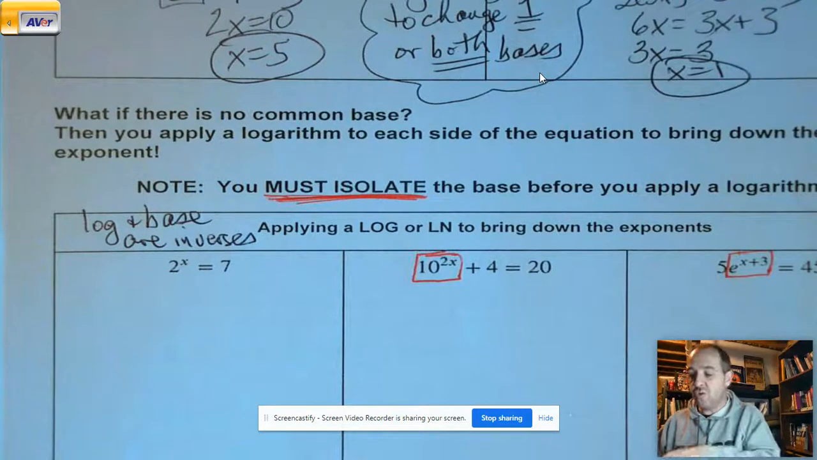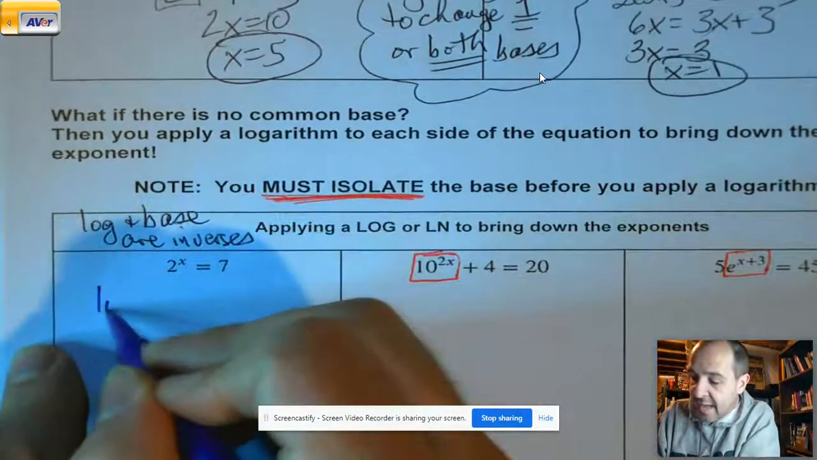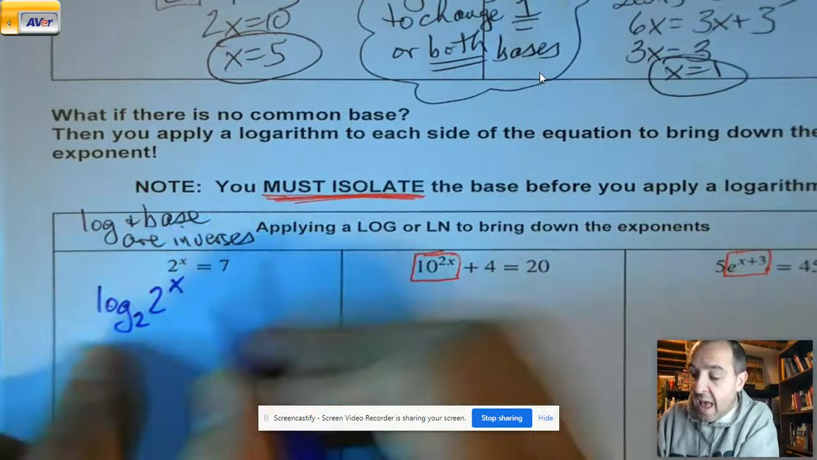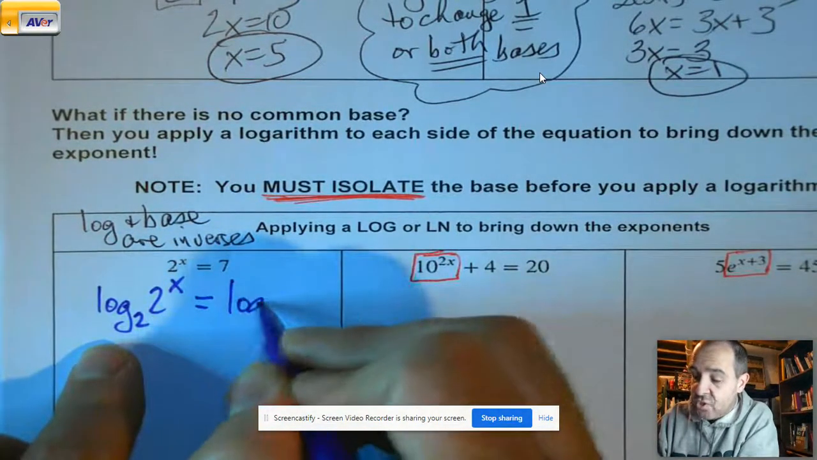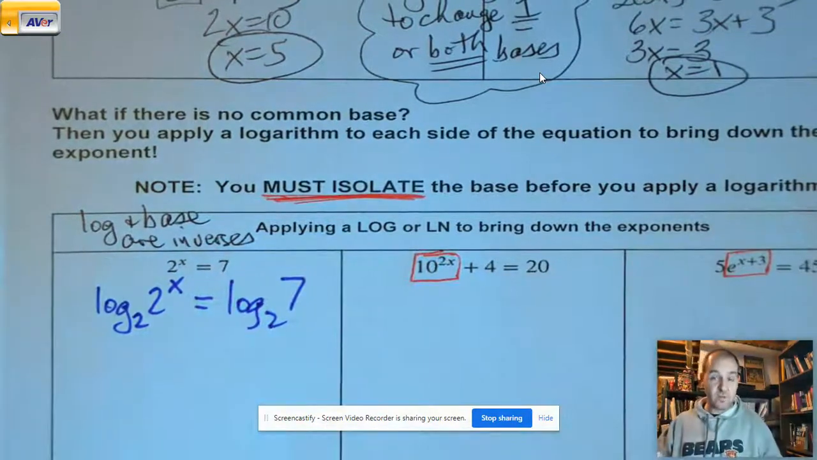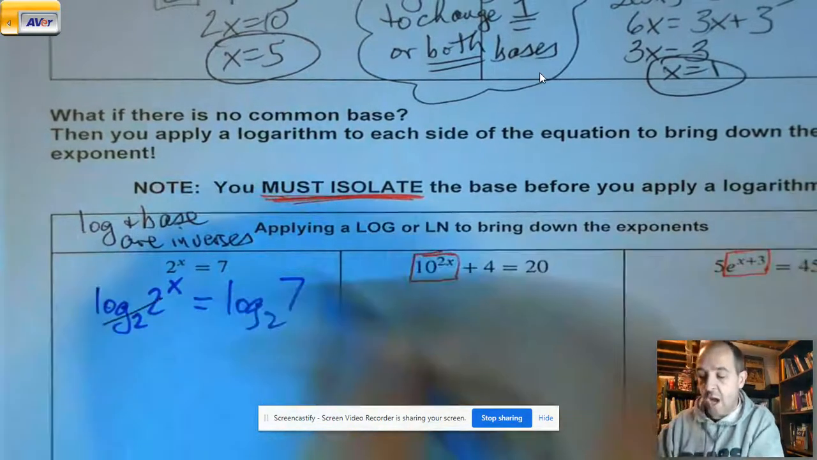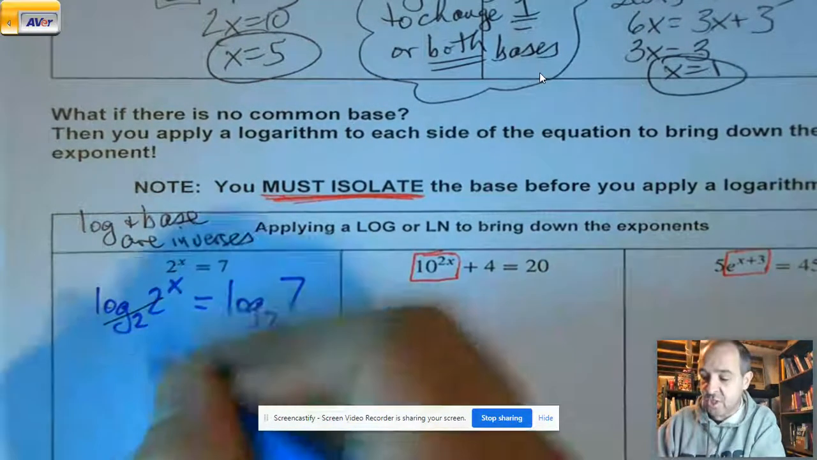So what I have to do is take the log of that base, and if you do it to one side, you have to do it to both. This is algebra, of course. This is the same thing as if I'm adding to both sides, subtracting to both sides, doing whatever I do. So log base 2 and 2 are inverses. They cancel, just leave me with x.